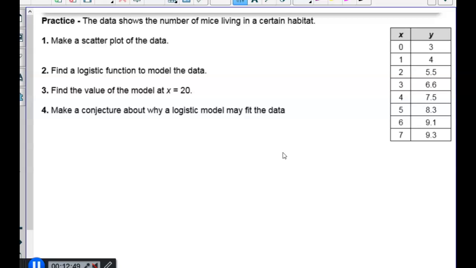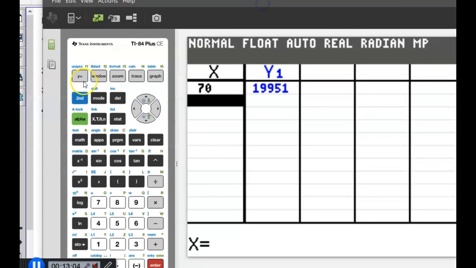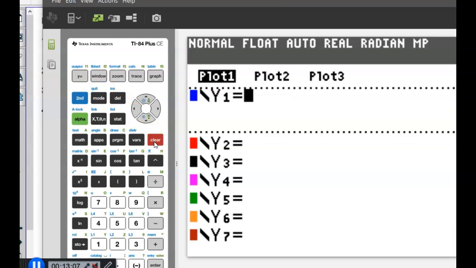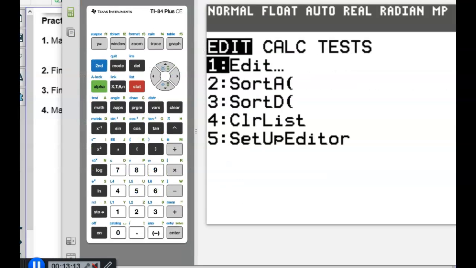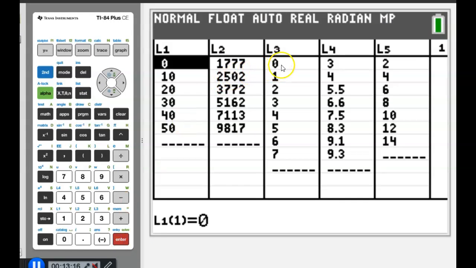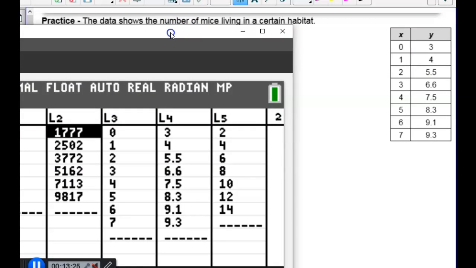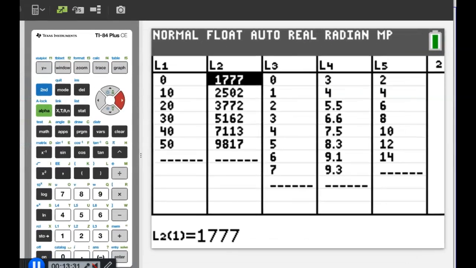Remember, it's up arrow, clear, enter to clear out a list. Do not delete your list. If you deleted a list, let me know. While you're at it, you might want to clear out your equation in y equals. 0, 1, 2, 3, 4, 5, 6, 7. Did I do that one right? And then I have 3, 4, 5.5, 6.6, 7.5, 8.3, 9.1, 9.3. Looks like I got them right.